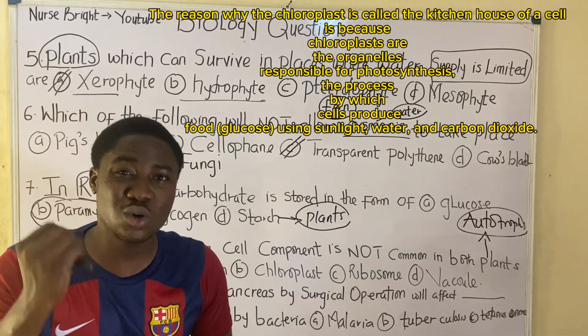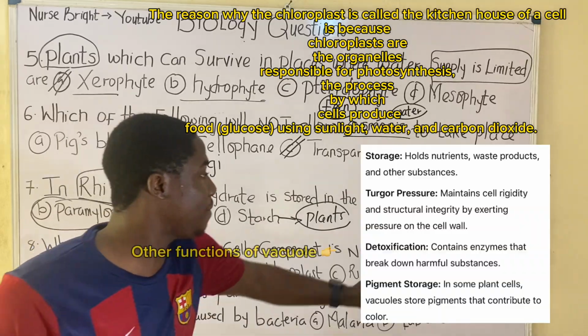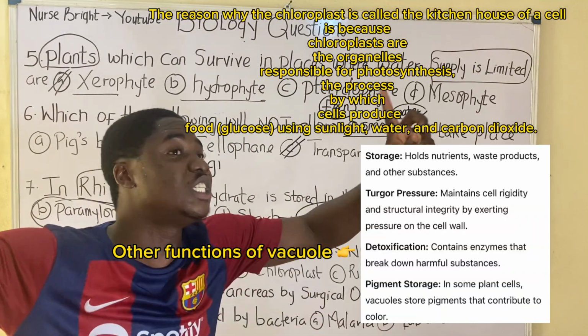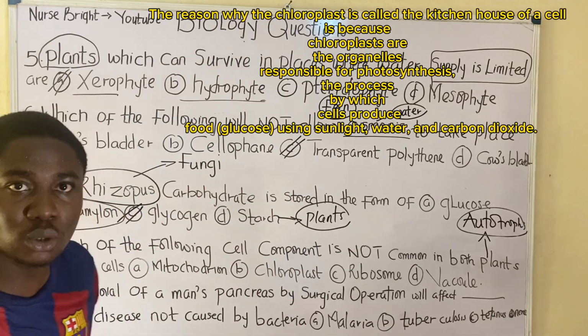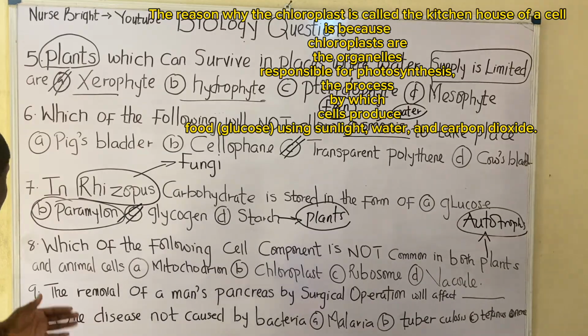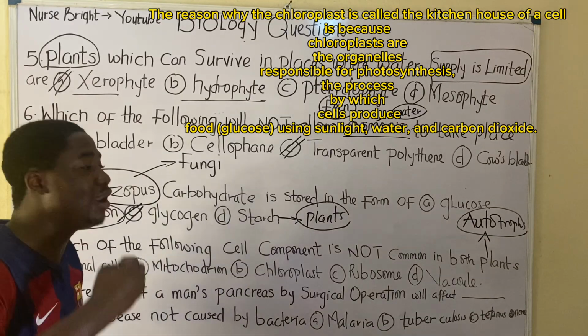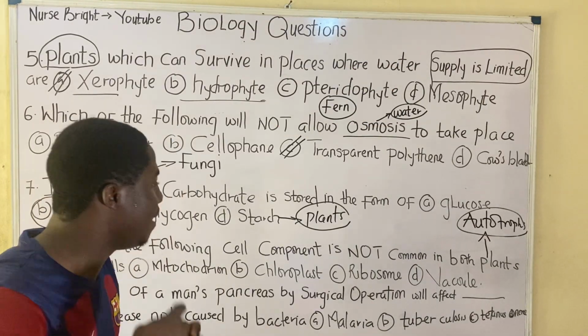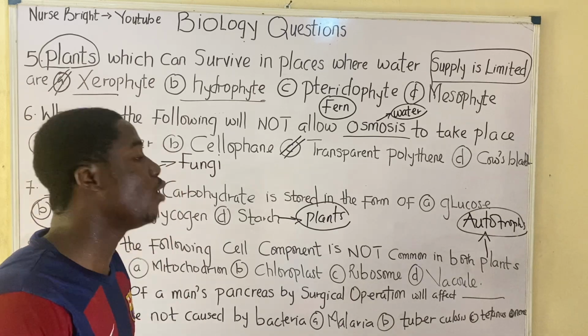Do you understand? Protein what? Synthesis. Whereby vacuole is for storage of food, which is present in both types of cells. So this must be noted. Moving further to question number 9, it says the removal of a man's pancreas by surgical operation will affect.